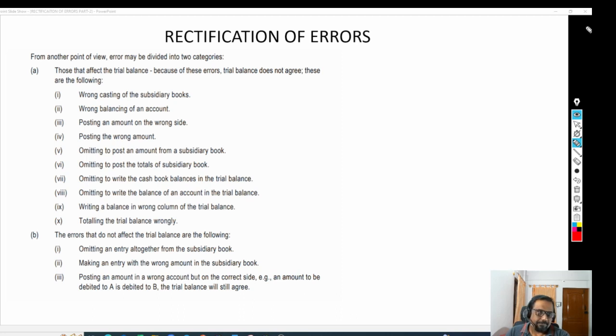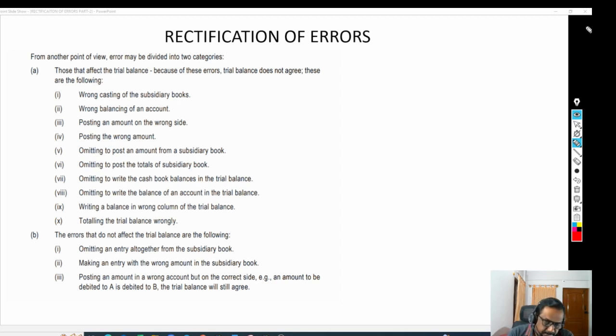Okay, guys. As I said previously, we are going to identify the errors which are going to impact the trial balance, and we are also going to identify the errors which are not going to impact the trial balance. Both the cases we are going to learn today.